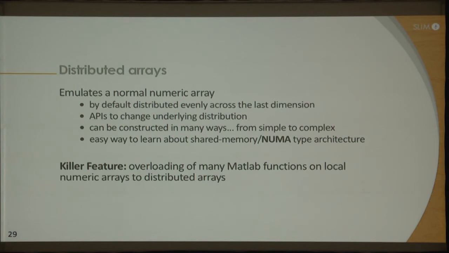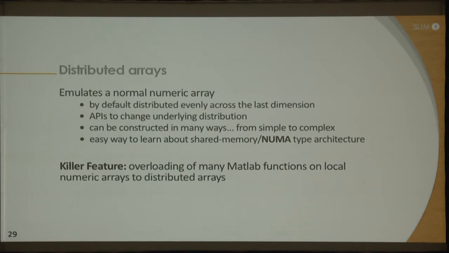So the main interest we had with distributed MATLAB is support for distributed arrays. It emulates a normal numeric array. By default, when you construct a distributed array, it distributes over the last dimension equally across all workers. And there are APIs to change how the array is distributed. There are a lot of constructors for these things. You can construct them locally from the workers themselves or from the master. So it basically maps to the shared memory or NUMA kind of archetype, right? This is an easy way for a graduate student to get their feet wet with these kinds of things.